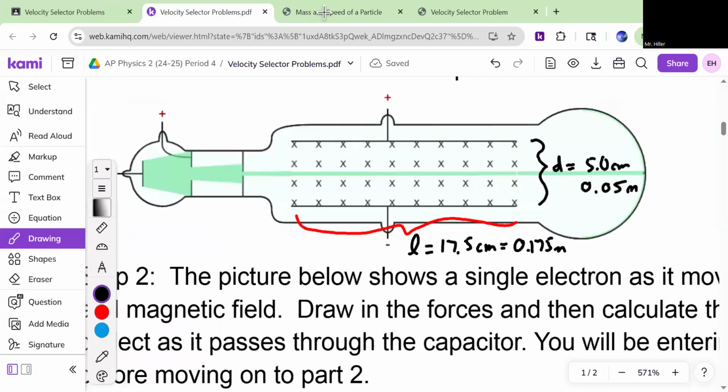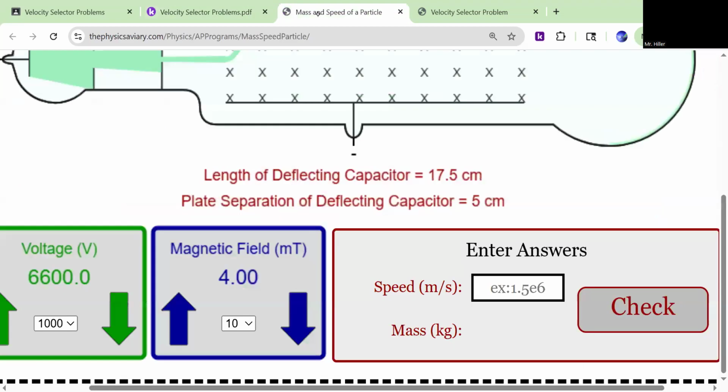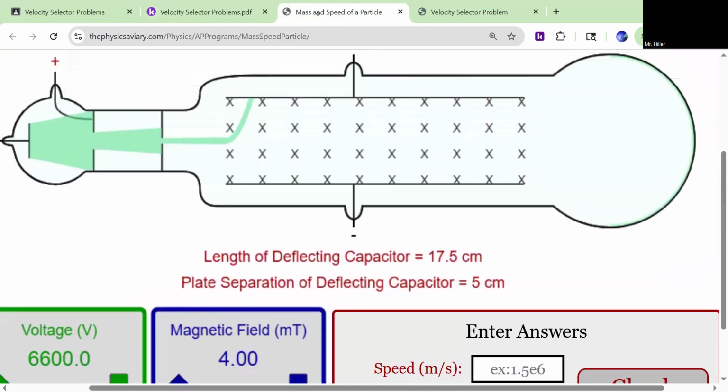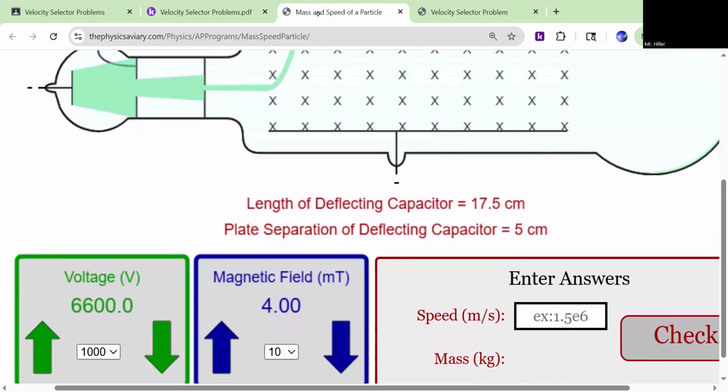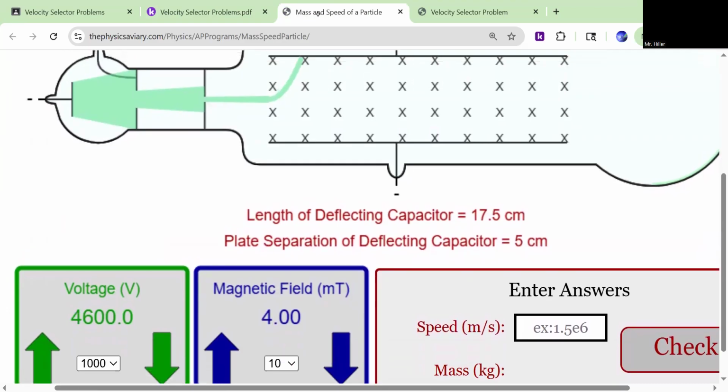Okay, and then we're also given some other values, such as voltage and magnetic field, but you can't enter those until you actually get that beam to go through undeflected. So that's the first thing I'm going to do. I'm going to start lowering the voltage. So now I'm down to 5,600, 4,600, 3,600, 2,600, okay, 1,600.